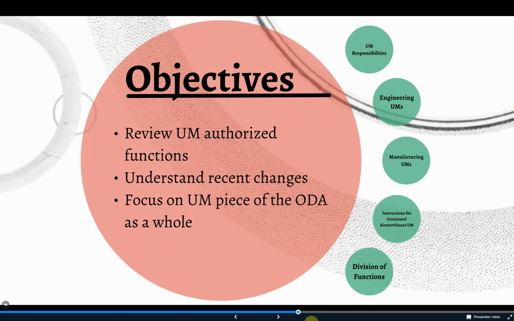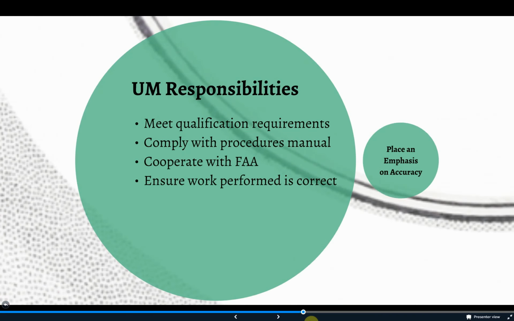Section 4 in the manual discusses the responsibilities of everyone within the ODA unit: the lead administrator, other administrators, and unit members. Refer to this paragraph for the specific details for each unit member type. The general responsibilities that carry across all unit members include meeting the qualifications for the functions that you're authorized for, complying with the ODA Procedures Manual, cooperating with the FAA whenever the opportunity presents itself, and ensuring that your work, whether it be filling out forms, reviewing data, or conducting an inspection, is accurate and correct.